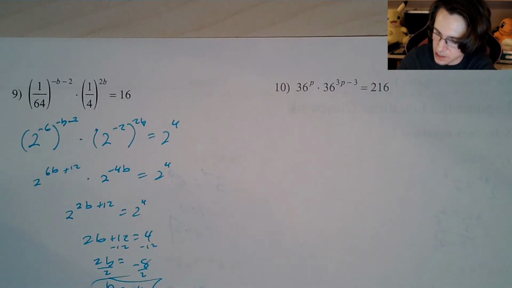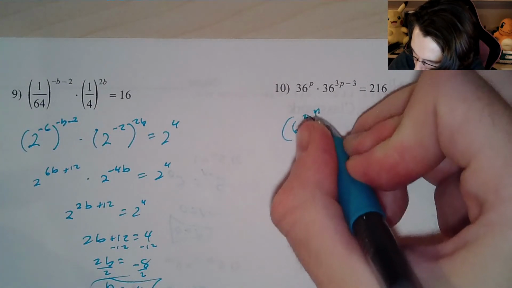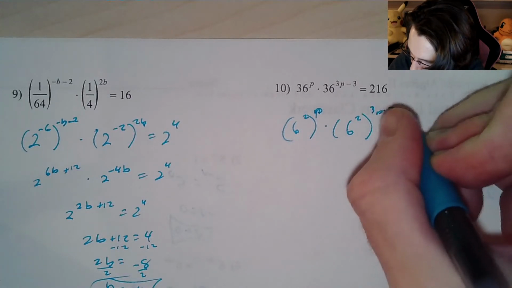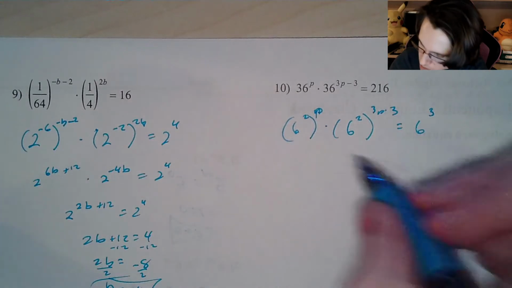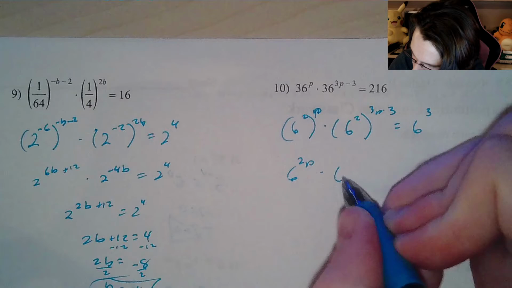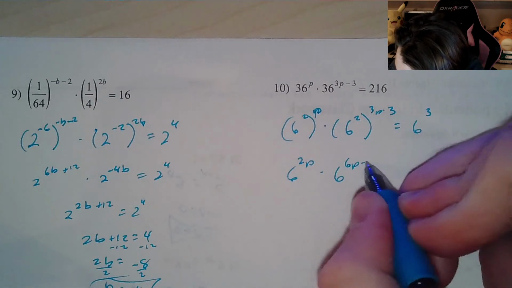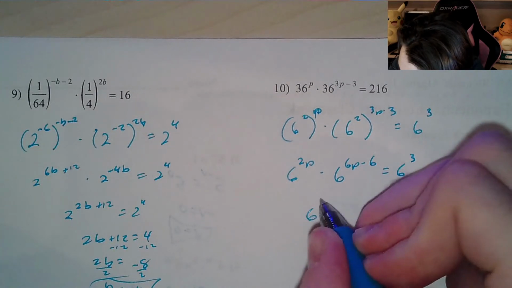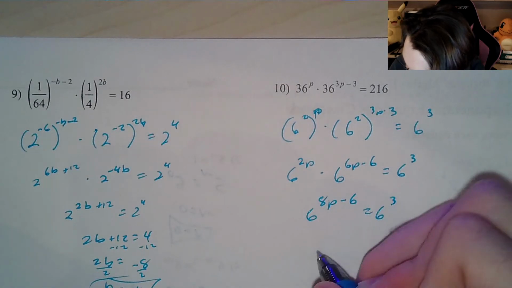36 is on that list of numbers to memorize. It's the same thing as 6 squared with a p. And then again, a 6 squared with a 3p minus 3. And this one is 6 to the 3rd power. So you get 6 to the 2p times 6 to the 6p minus 6 is 6 to the 3rd. You're adding like terms.